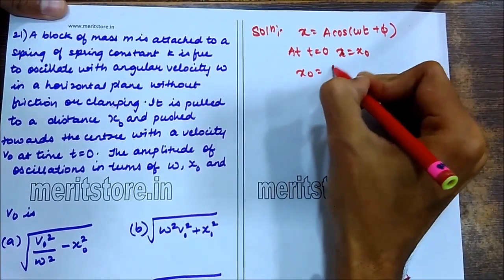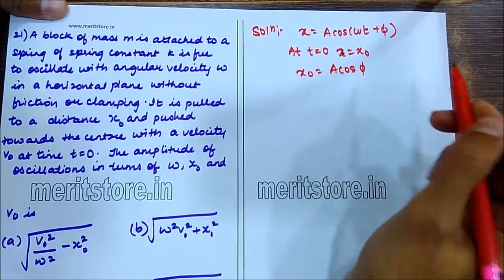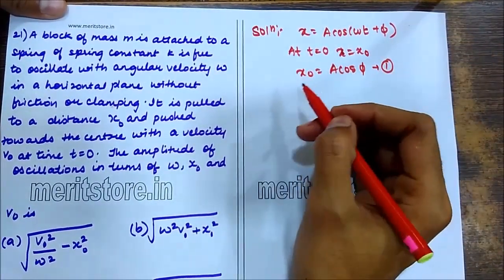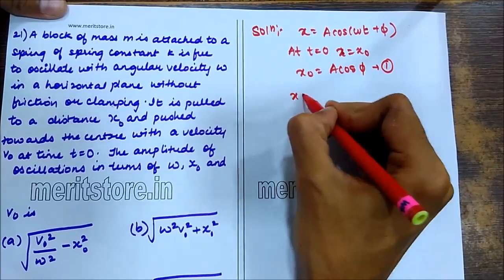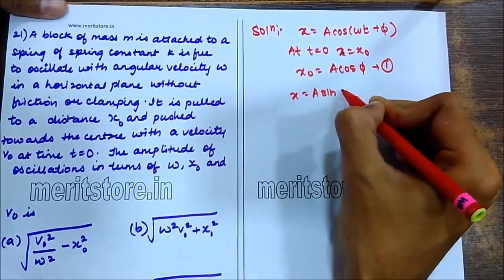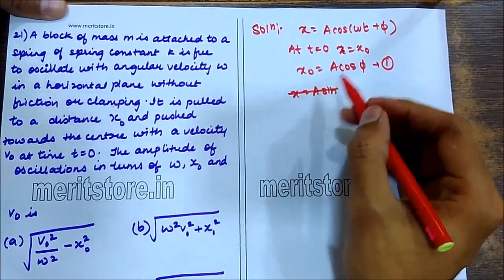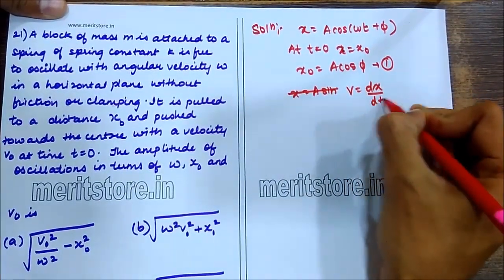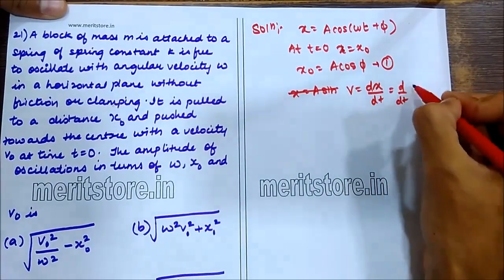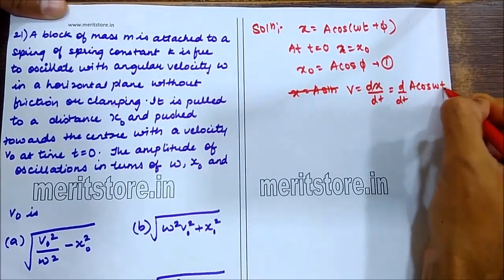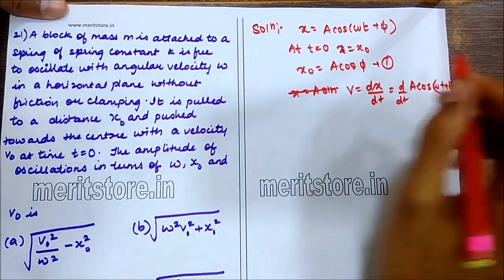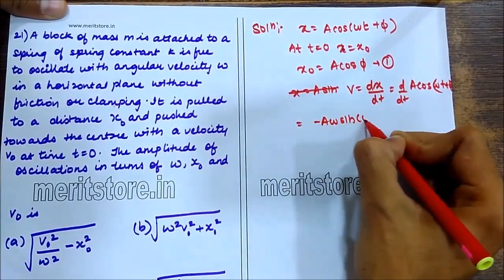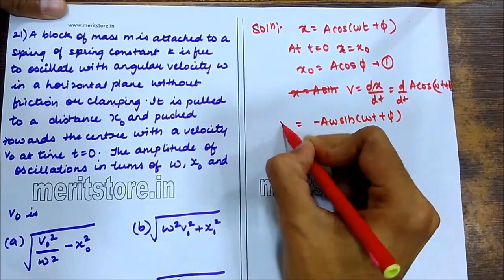So we had x naught equals a cos psi. Let this be equation 1. Next we have again the equation of sine, that is x equals a sin(omega t plus psi). Now we differentiate this equation with respect to time, as we need to find the velocity. So velocity v equals dx by dt, so d by dt of a cos(omega t plus psi). We get minus a omega sin(omega t plus psi), that is the velocity.